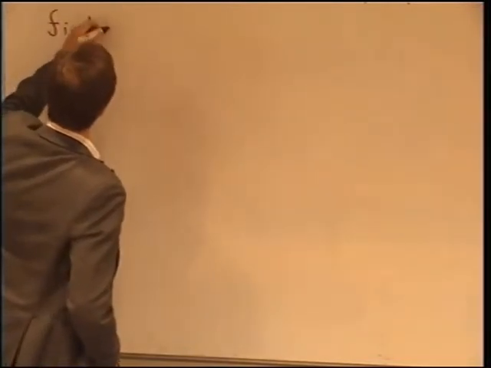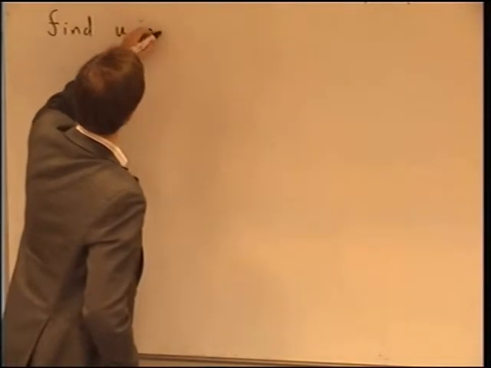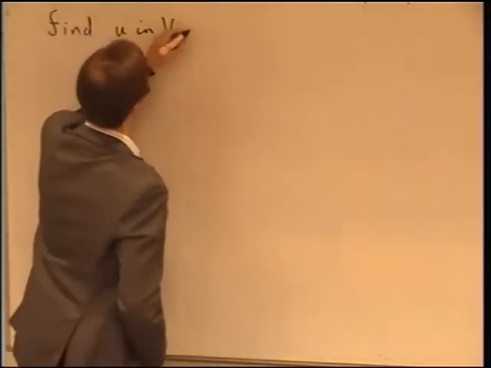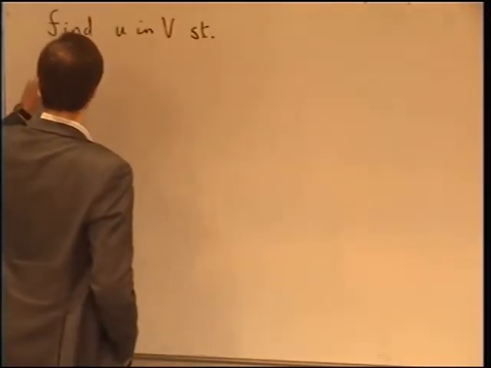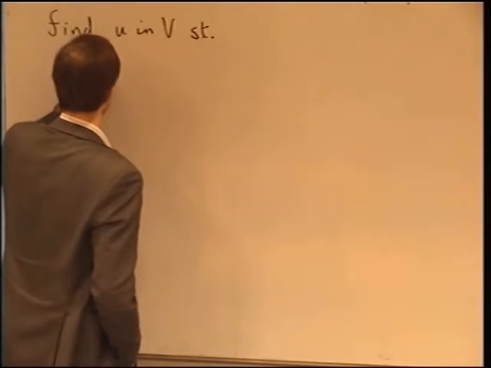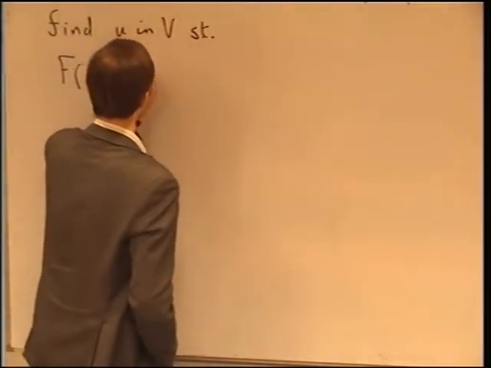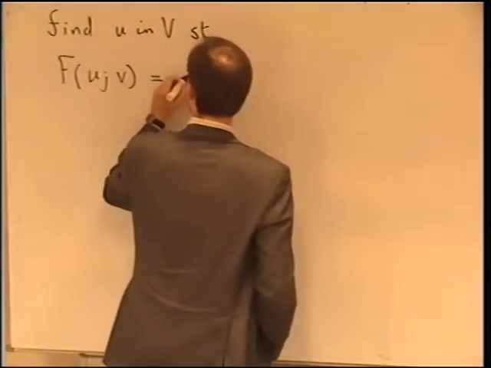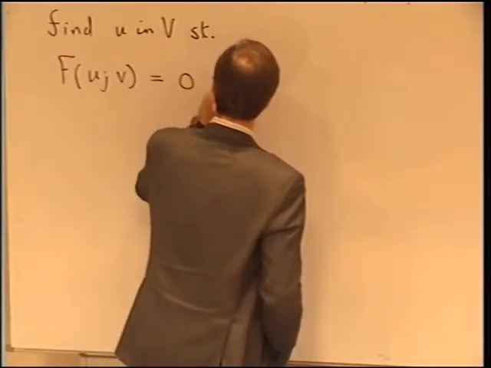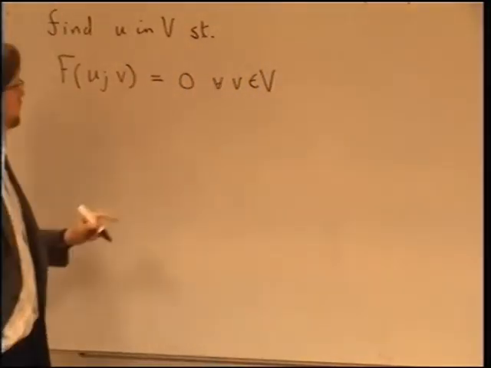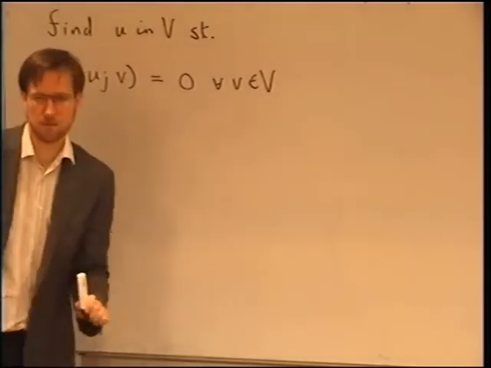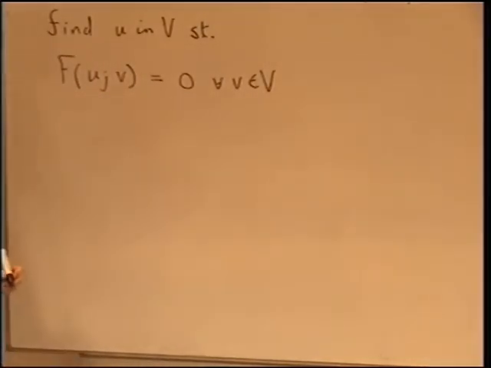what we said was that we could always write down a variational problem as: find u in some suitable function space V such that f of u, v equals 0 for all v in that function space. For current purposes we will be purely Galerkin, and those will always be the same function space.